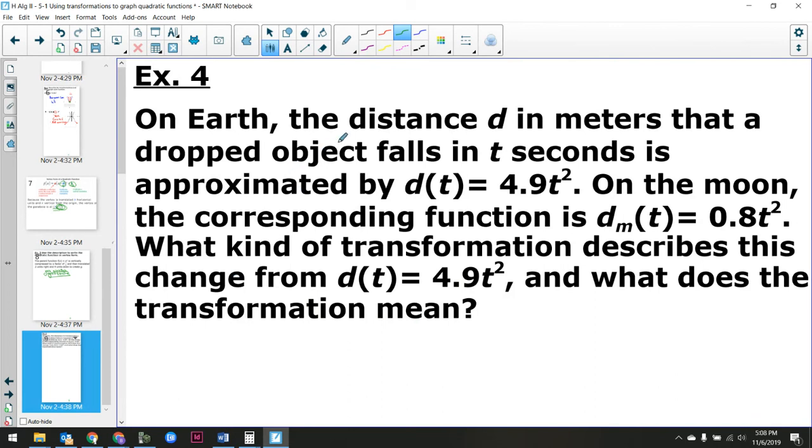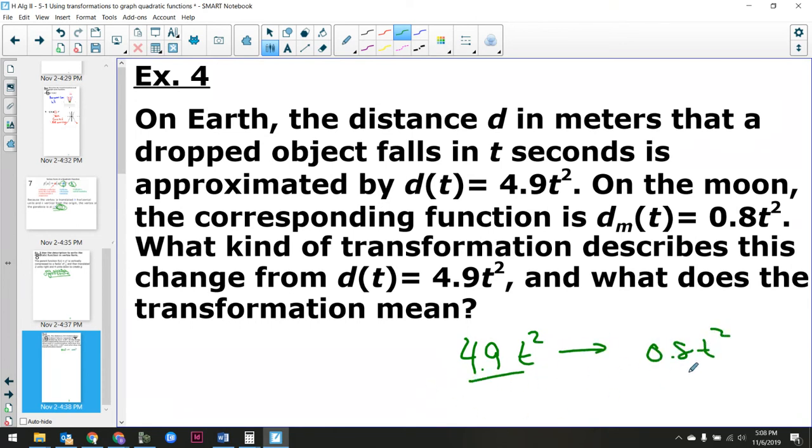Take a look at our last problem here. On Earth, the distance d in meters that a dropped object falls in t seconds is approximated by d of t equals 4.9 t squared. On the moon, the corresponding function is d sub m of t equals 0.8 t squared. What kind of transformation happened from 4.9 t squared to 0.8 t squared?